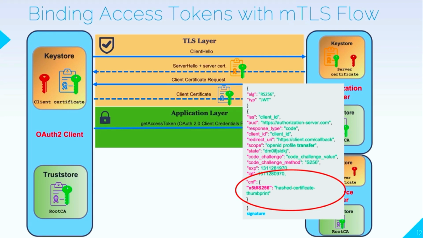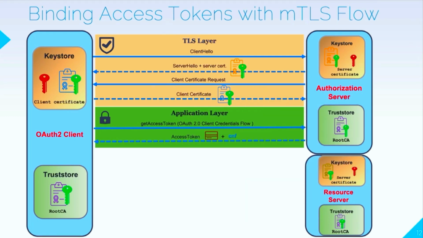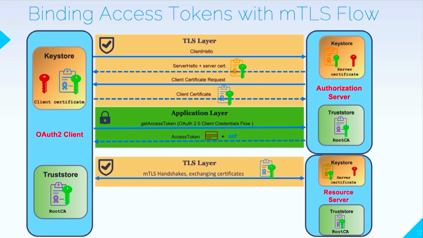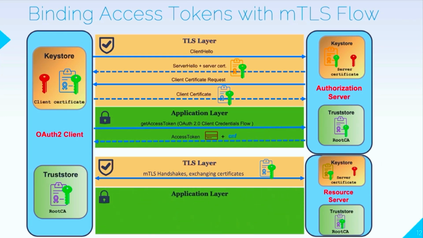Assuming we are using a JWT access token, the authorization server then returns the token, which now includes the CNF claim, to the client. Next, the client attempts to access resources on the resource server. To do this, it doesn't just present the access token, it also authenticates itself to the resource server using the X509 mTLS method, just as we have seen before. This involves performing the TLS handshake and exchanging certificates. At this stage, the resource server confirms that the client possesses the private key corresponding to the public key in its certificate, again without exposing the private key. Now we proceed to the application layer.